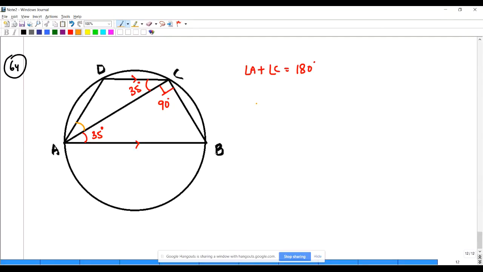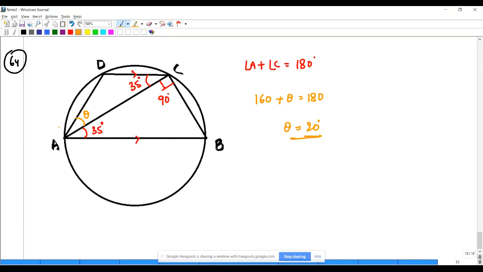So if you look at 70 plus 90, 160, plus, if I assume this as theta, plus theta is equal to 180. I'm just missing the theta value. Theta value must be 20 degrees there. So this must be 20 there.